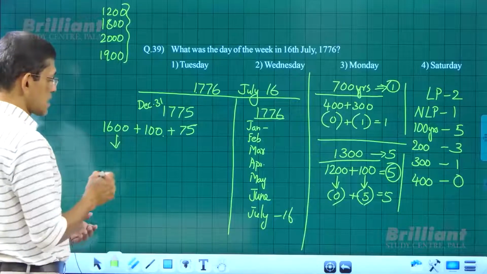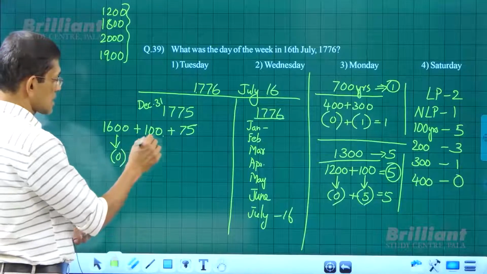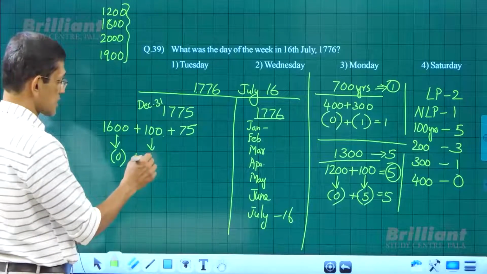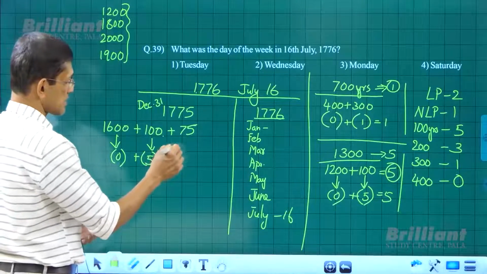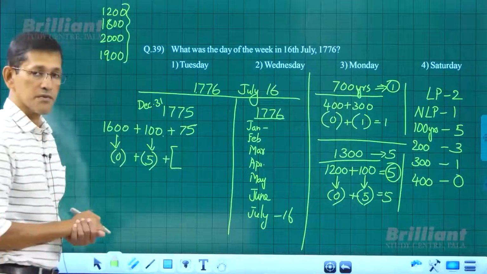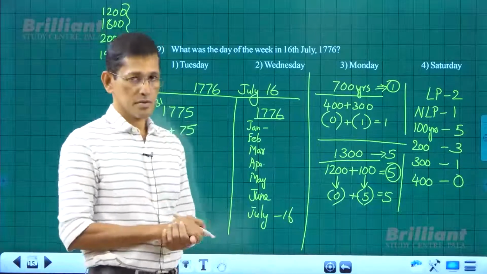1600 means 0 odd days. Plus 100 years means 5 odd days. Plus we have 75 years. In order to find the number of odd days in 75 years, we need to find how many leap years and how many non-leap years.